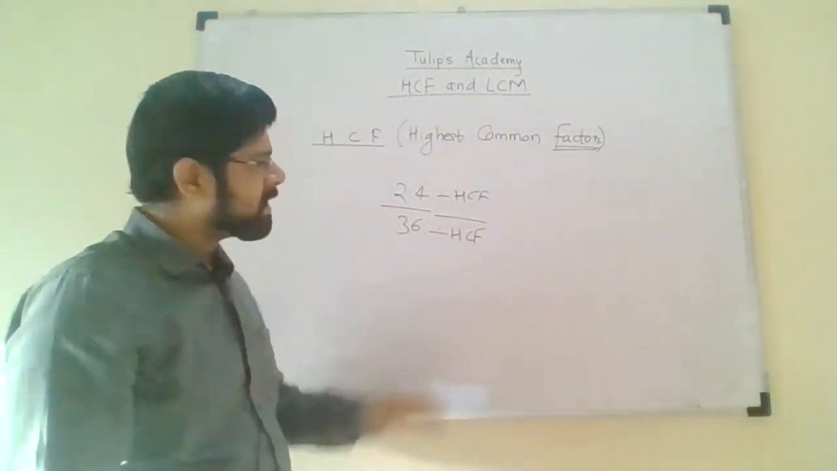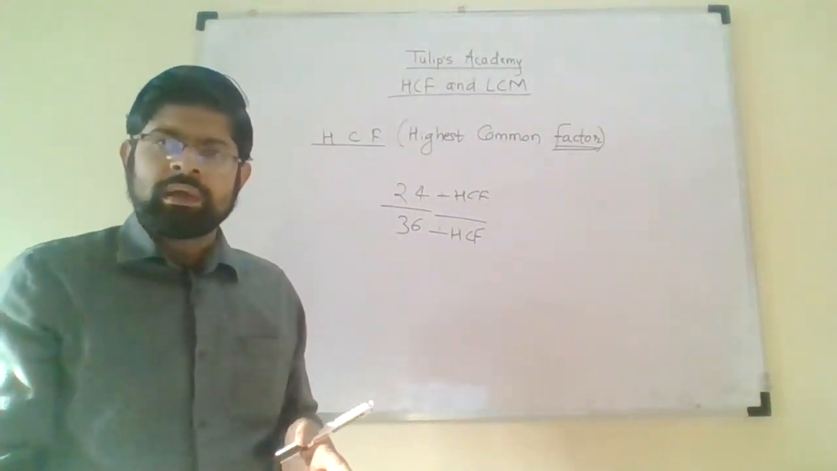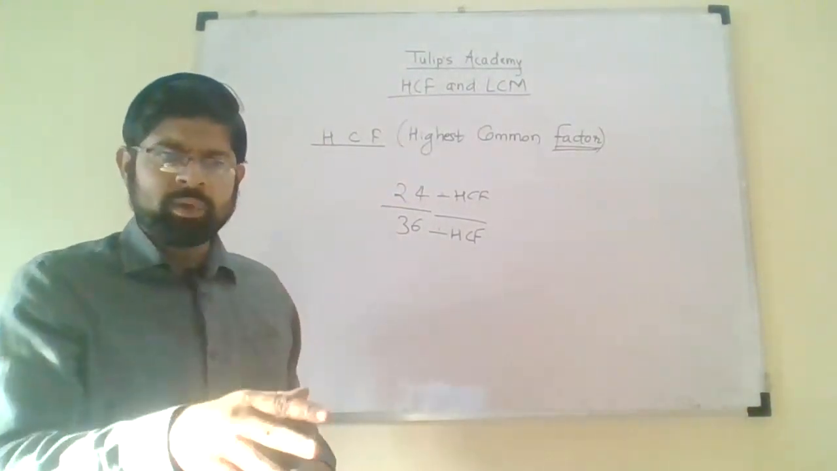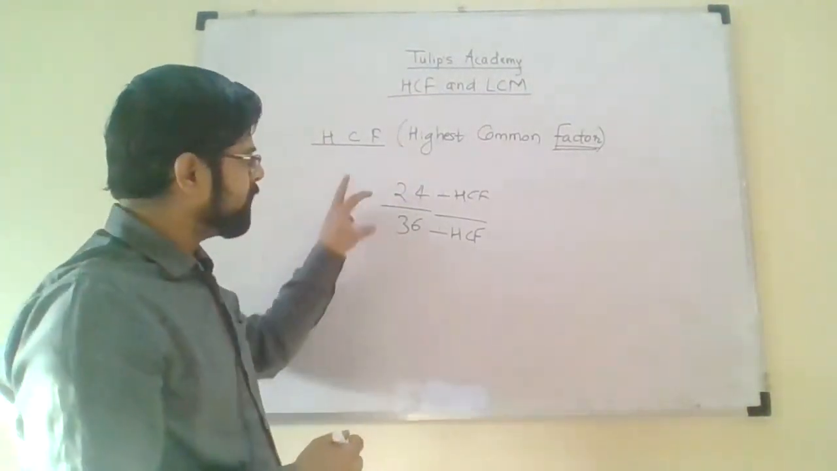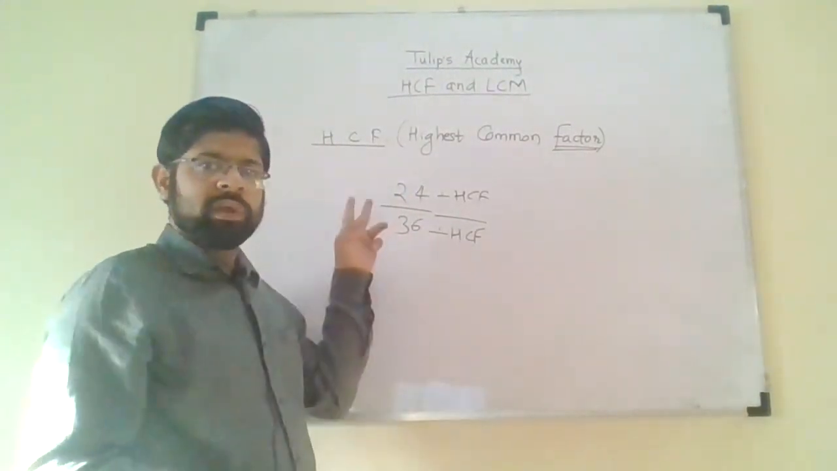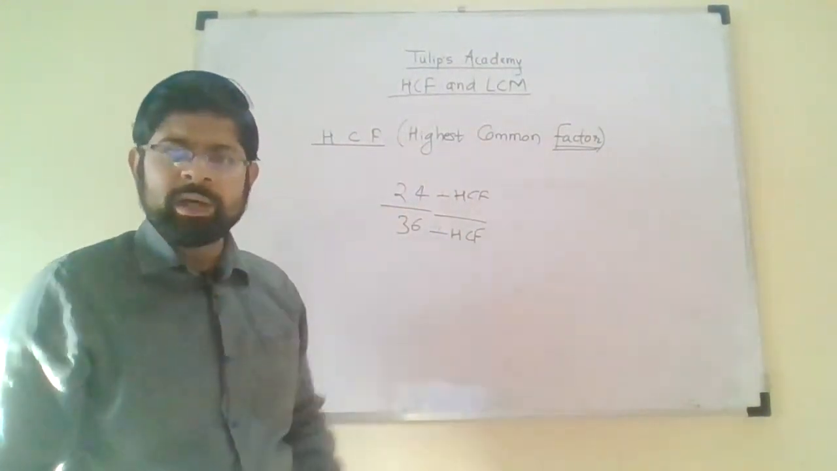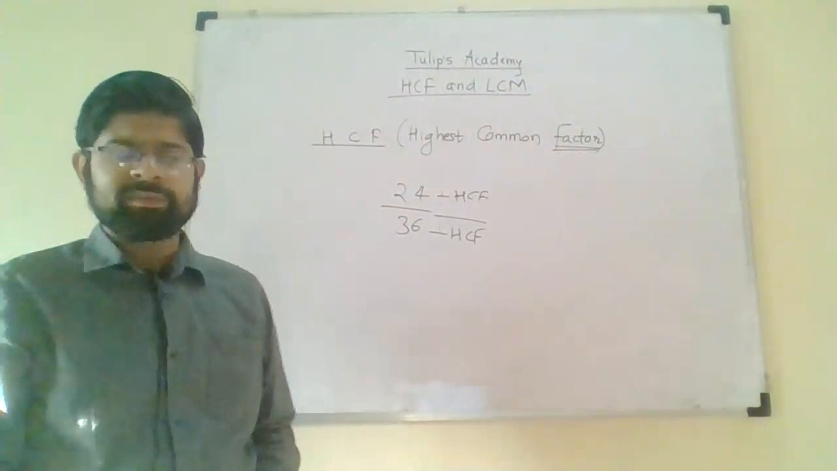Rather than dividing these numbers by 2, then again by 2, which becomes a very lengthy process, rather than going into this detailed process, we will calculate the HCF of these two numbers, and after calculating the HCF, we will divide both numbers by their HCF. We will directly get the reduced form, the simplest form of this fraction.